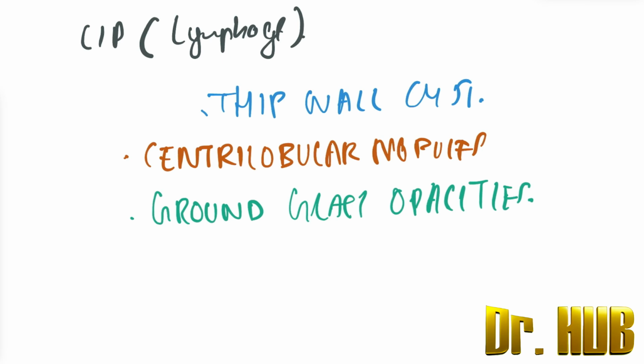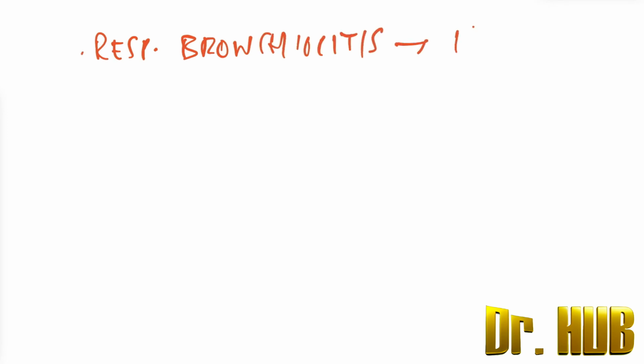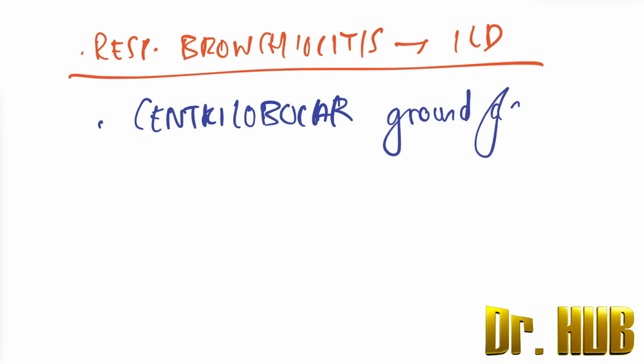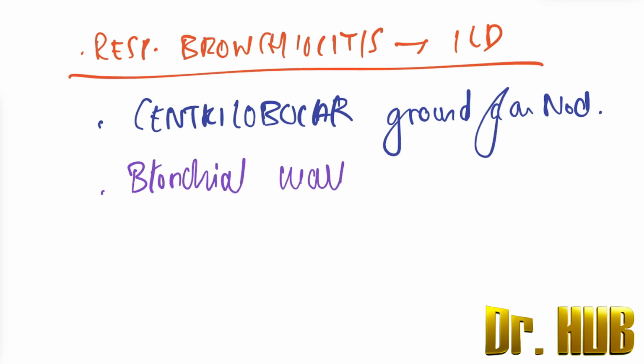Next, we look at respiratory bronchiolitis related interstitial lung disease. This has centrilobular ground glass nodules. Next is the bronchial wall thickening. They also contain bronchial wall thickening.